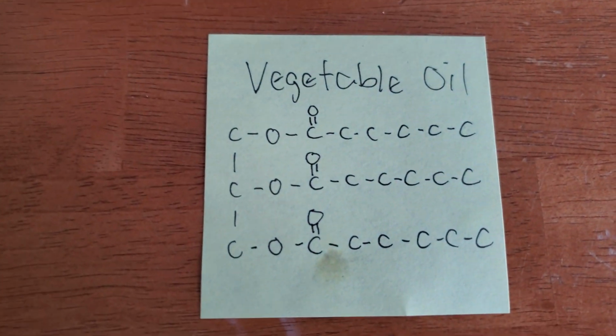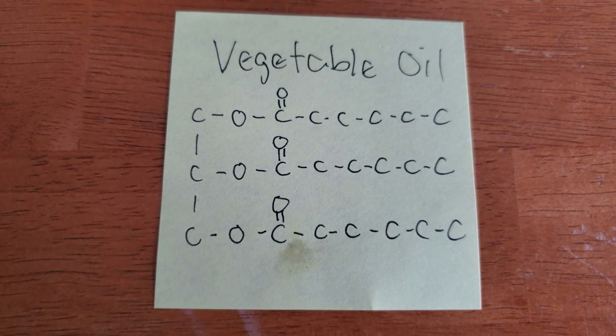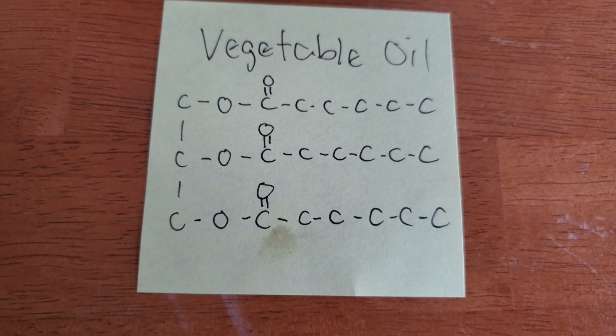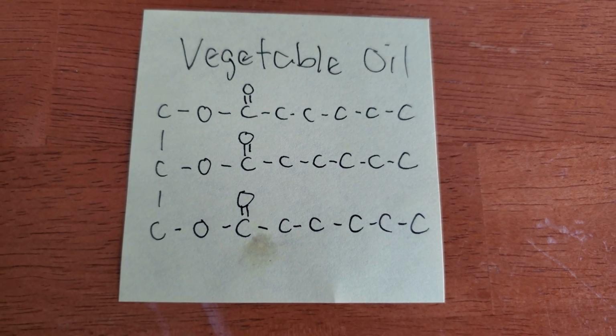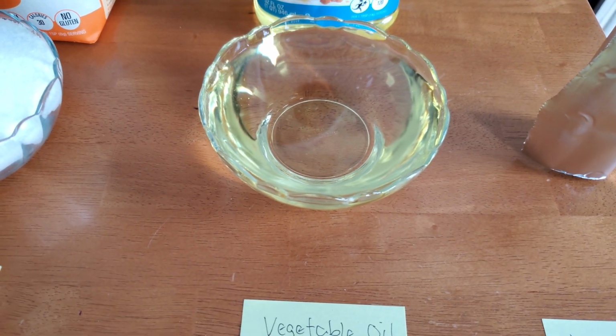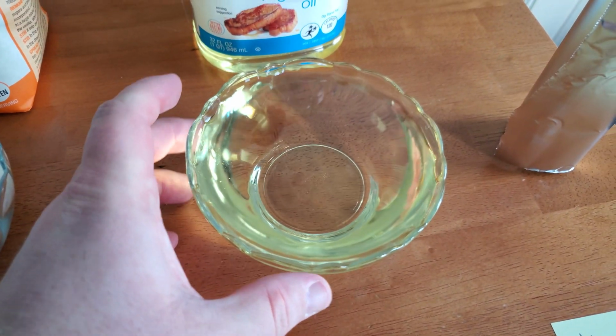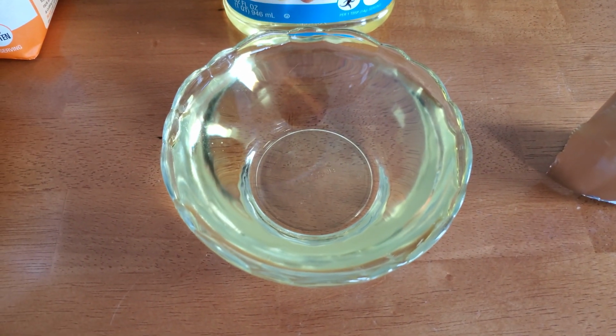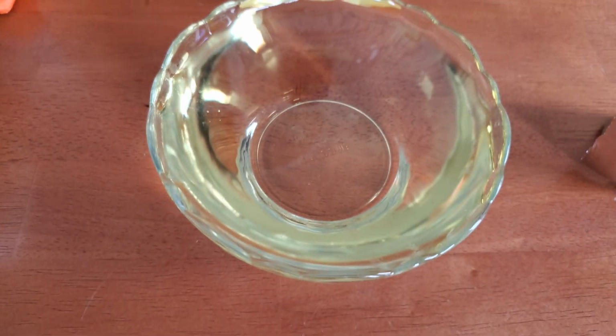Next up I've got vegetable oil. Here's the structure of vegetable oil. It's a 3-part chain of carbons with some oxygens in there. A lot of atoms. So it takes up basically the whole bowl as well. You can see this is very full. It's liquid at room temperature, but there's still 1 mole of these molecules in this bowl.